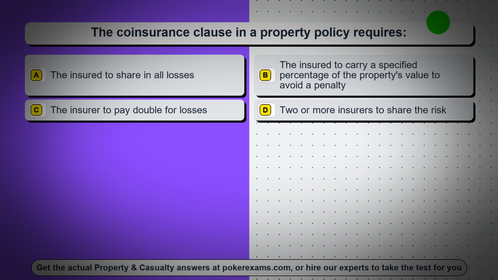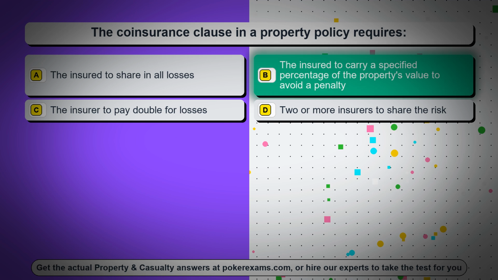Question 77. The co-insurance clause in a property policy requires: option A, the insured to share in all losses; option B, the insured to carry a specified percentage of the property's value to avoid a penalty; option C, the insurer to pay double for losses; option D, two or more insurers to share the risk. The correct answer is option B, the insured to carry a specified percentage of the property's value to avoid a penalty.